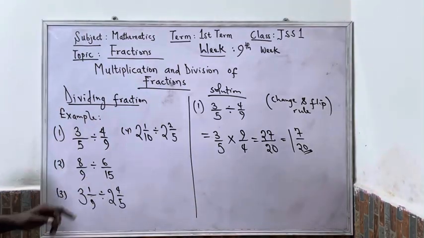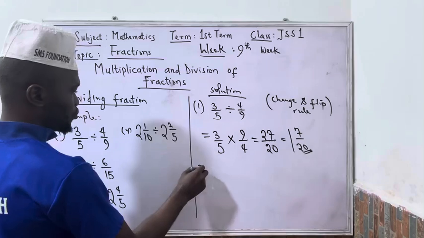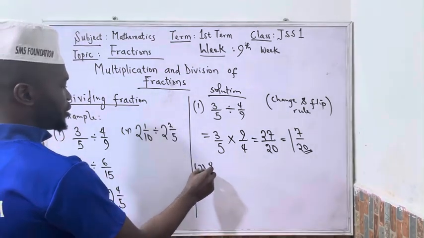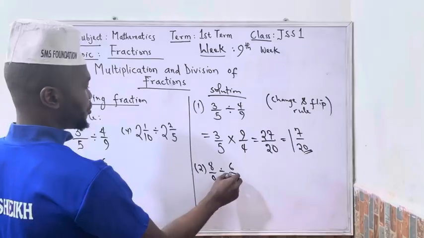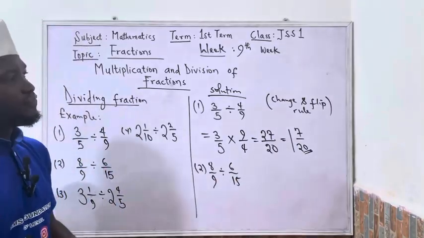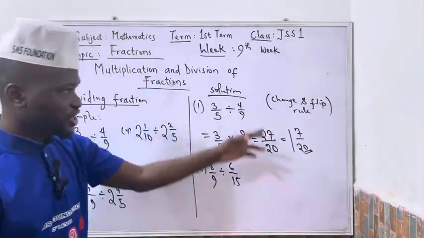So if you look at this, okay, let's do question 2. Question 2, this is 8 over 9 divided by 6 over 15. So let us use our flip and change method, or change and flip.